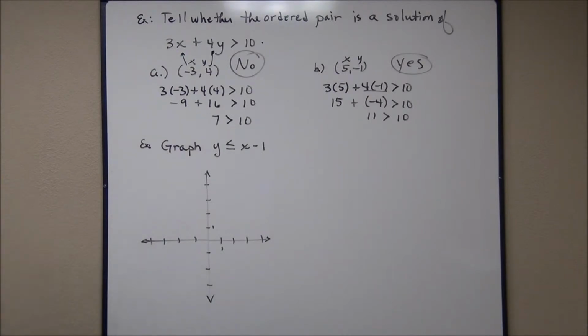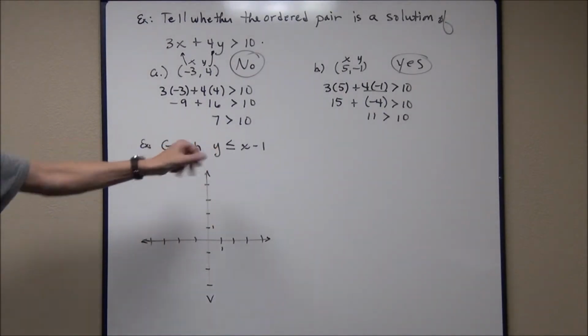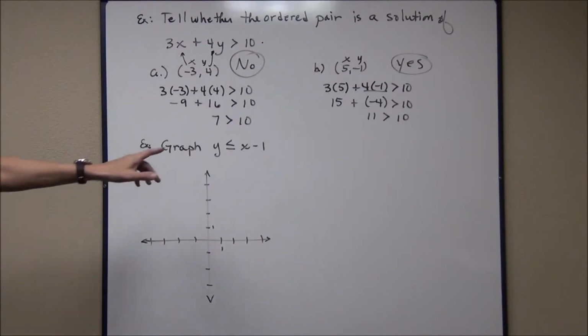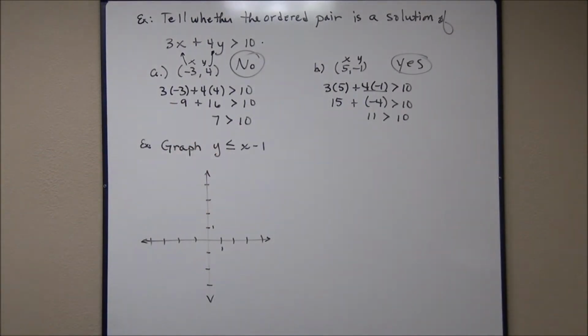Again, since we can't list all possible solutions to an inequality in two variables, we do the next best thing: we draw a picture, we graph the solutions. And that's what I'm going to do. I'm going to finish this lesson with one example of a graph of a linear inequality in two variables here. Now, you'll see this time I have a less than or equal to symbol for my inequality sign.